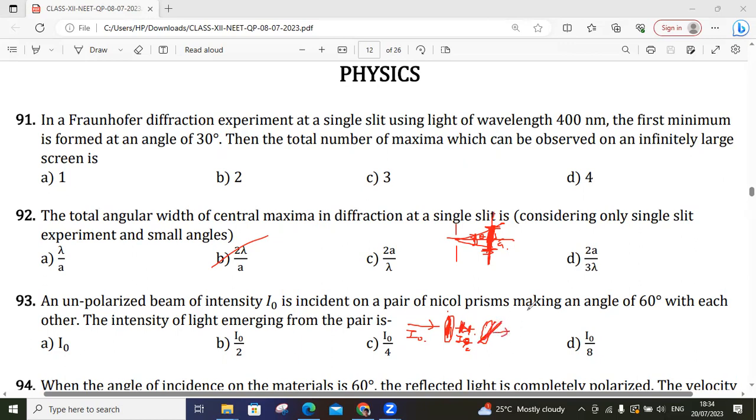So here Malus's law will come. I will be, whatever is coming, that is I naught by 2, into cos square theta. Theta is 60 degree. Cos 60 is 1 by 2. Square is 1 by 4. 1 by 4 into I naught by 2 is I naught by 8. Option D. Then 94th problem we will do.